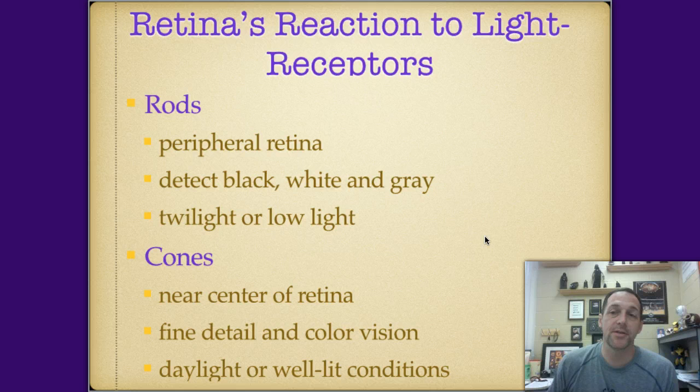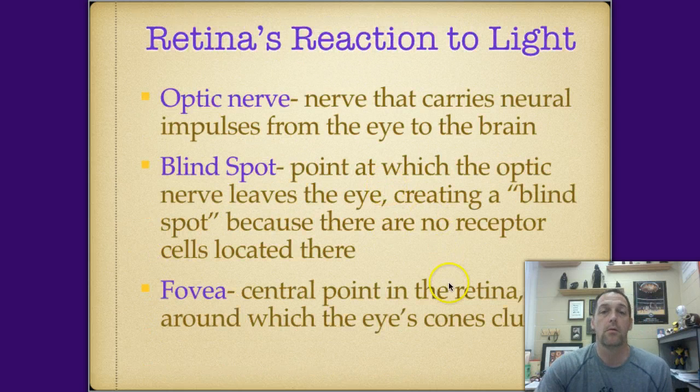So again, here are the rods and cones. I know I already explained them, but here's just a slide on it. I don't really want to repeat myself, but you can read that. All right, so the retina's reaction to light. Optic nerve: the nerve that carries neural impulses from the eye to the brain. Talked about that. Blind spot.